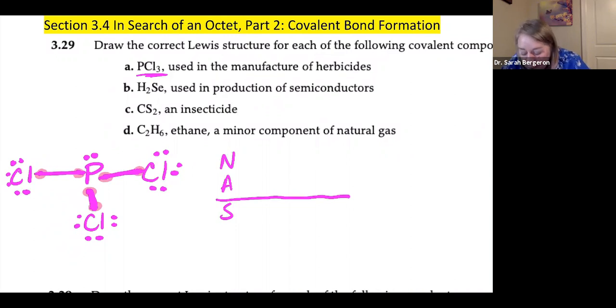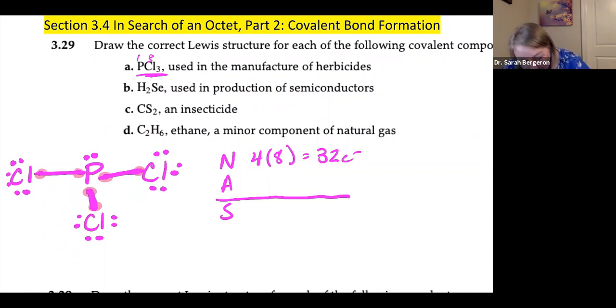So how many electrons do we need? Well, if we have PCl3, we have 4 atoms, right? So phosphorus is 1, chlorine we have 3, we have 4 atoms, and each of those 4 atoms needs 8 electrons, right? So how many total electrons do we need in the whole molecule? We need 32 electrons. But how many are actually available, right? Everybody wants an octet, but you don't have enough electrons to make an octet. So let's see how many electrons are actually available in the molecule.